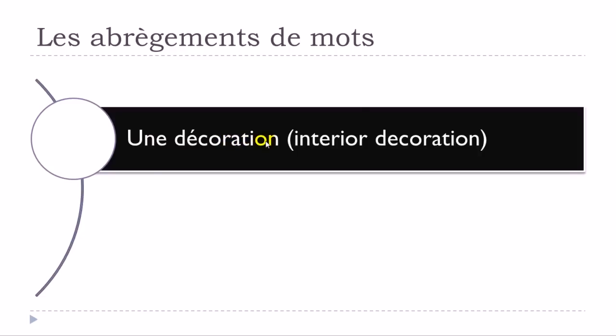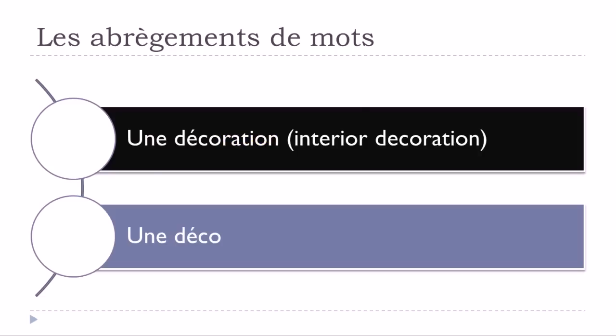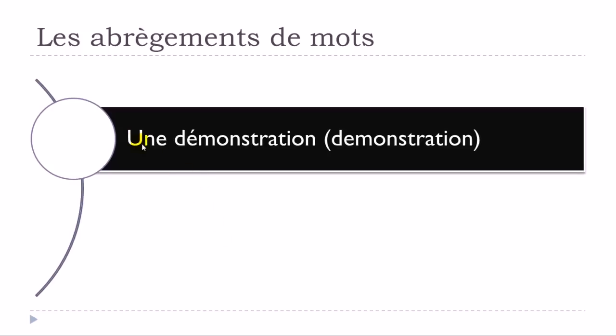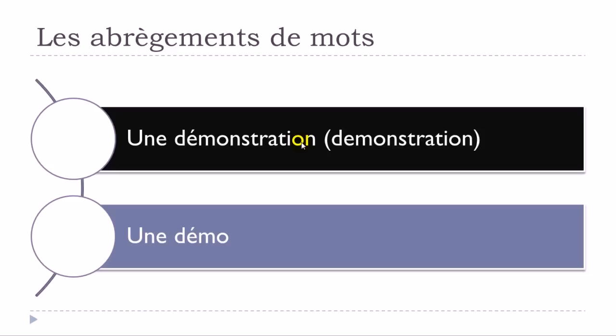Une décoration will become une déco, okay? Une décoration, une déco. Une démonstration will become une démo. Une démonstration, une démo.